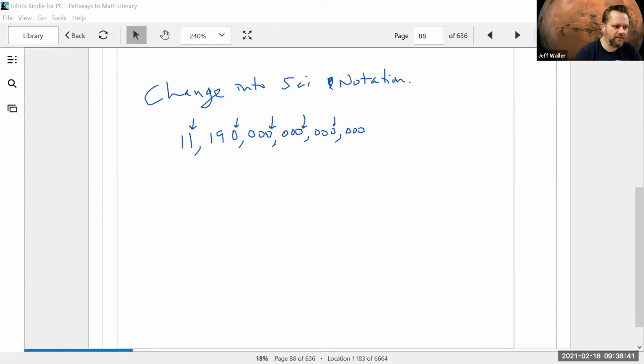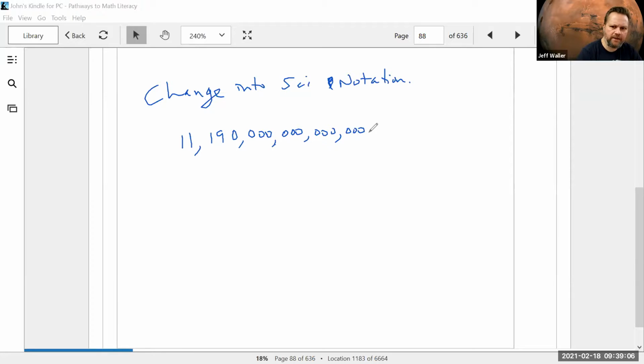Now, let me erase this. If you guys can look up. Let's change this into scientific notation, and then I'll show you something I put up for us on Canvas. Where's the decimal place right now in this number? At the very end of it?